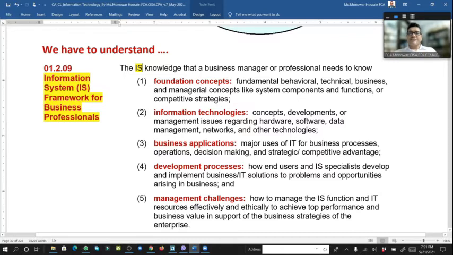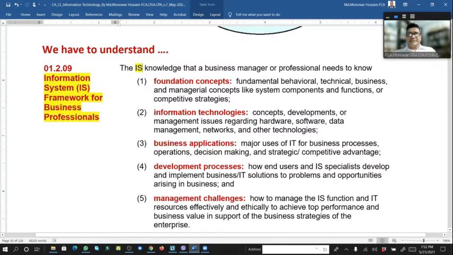We need to understand information technology, that is concepts, developments or management issues regarding hardware, software, data management, network, and the technologies. And business applications, also measuring the use of information technology for business process, operation, decision making, and strategic or competitive advantage. And the development process: how end users and information system specialists develop and implement business IT solutions to problem solving and opportunities arising in the business.